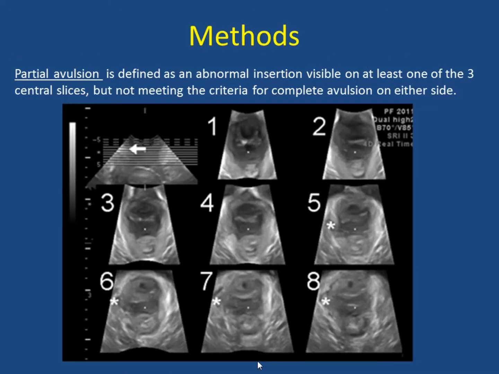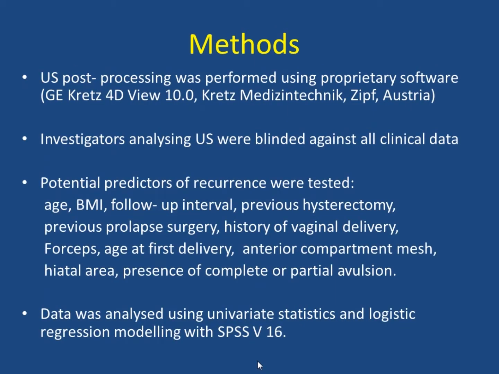A partial avulsion is defined as an abnormal attachment of the levator ani muscle in at least one of the central slices, but not meeting the definition of a full avulsion. And this you can see in the patients right here. We used 4D View software to analyze ultrasound images.